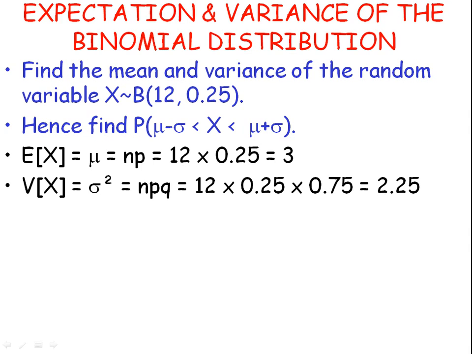Now let's look at that second blue bullet point, finding a probability. It says find the probability that x lies between mu minus sigma and mu plus sigma. Well, mu is the mean, so mu here is going to be 3. And sigma, well, it's the square root of sigma squared. It's the square root of the variance, so that sigma is the standard deviation. And that will be the square root of the 2.25, which is 1.5.